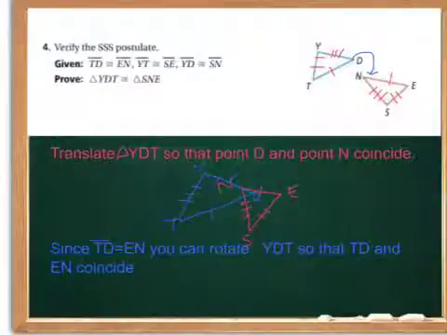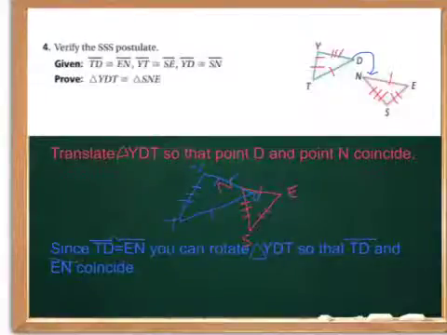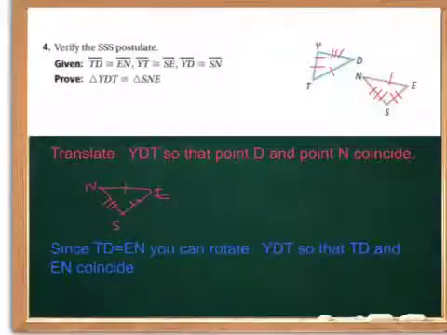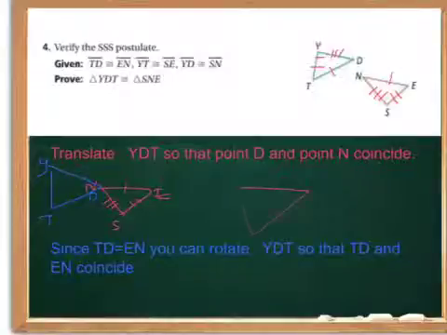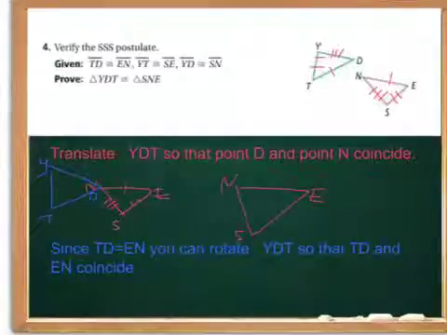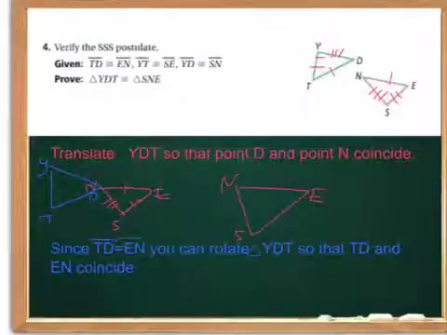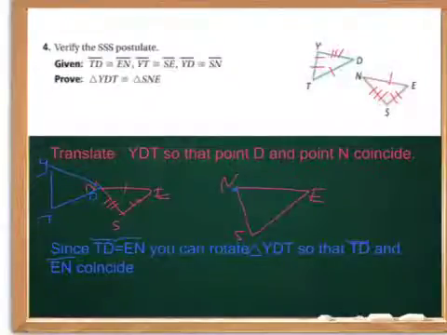Then, since line segment TD and line segment EN are congruent, you can rotate triangle YDT so that line segment TD and line segment EN coincide. So we started off by translating it so that they coincide. Then we are going to take our blue triangle, YDT, and rotate it so that line segment TD and line segment EN coincide. When we do that, this is going to be our D, this is going to be our T, and that means that this is going to have to be our Y.